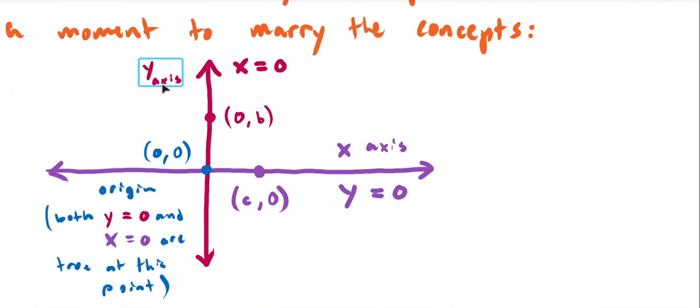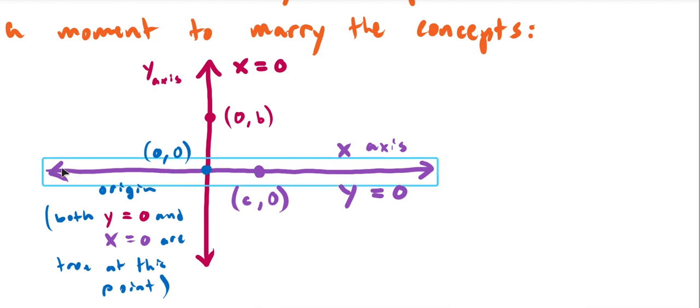So the y-axis is the line x equals 0, right? It's a vertical line, so it looks like x is 0. It's right in the middle of the x-axis. So the y-axis is the line x equals 0. Correspondingly, the x-axis is the line y equals 0. It's right in the middle of the y-axis. It's at the y equals 0 height, and it's all of the x values for which it is true that y equals 0, which is all of these guys here. It's this horizontal line, y equals 0.